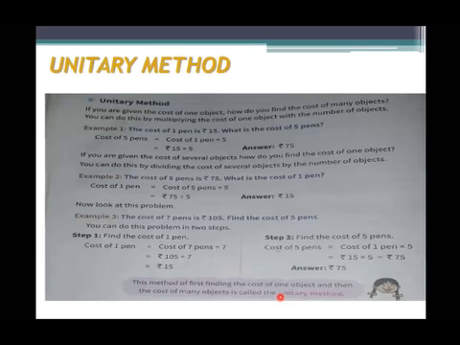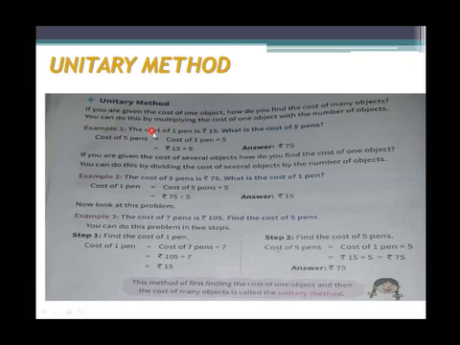Next is the unitary method. How will you find it? What do you mean by the unitary method? If you are given the cost of one object, how do you find the cost of many objects? You can do this by multiplying the cost of one object with the number of objects.